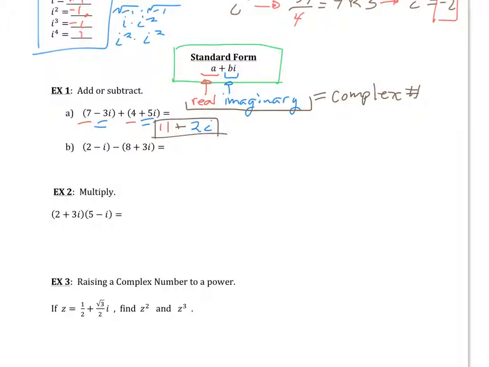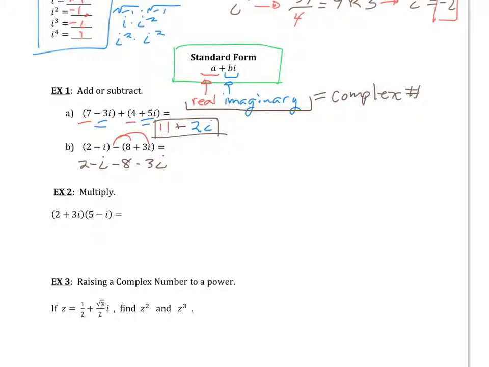Now if the imaginary part were negative, you would not have plus and minus, you would just have a minus. So then look at the negative, the subtraction. Make sure that you're distributing that negative all the way through the parentheses. So what we really have is 2 minus i, minus 8, minus a 3i. You're just distributing a negative, and now you're collecting like terms like we did before.